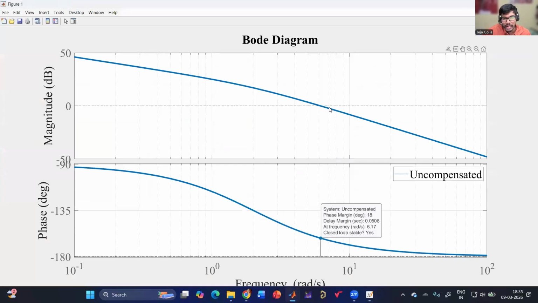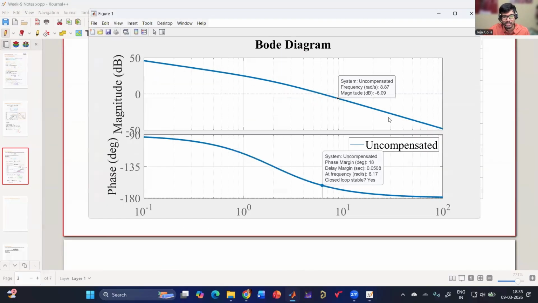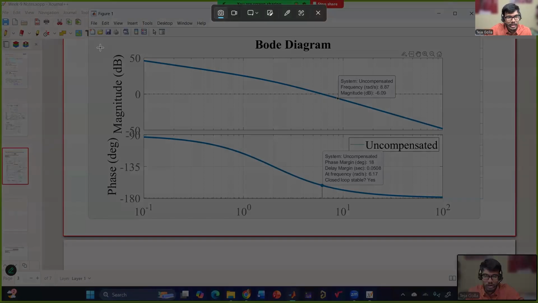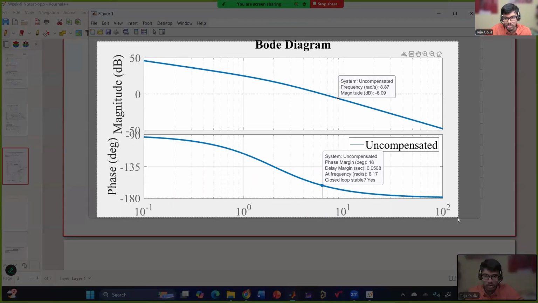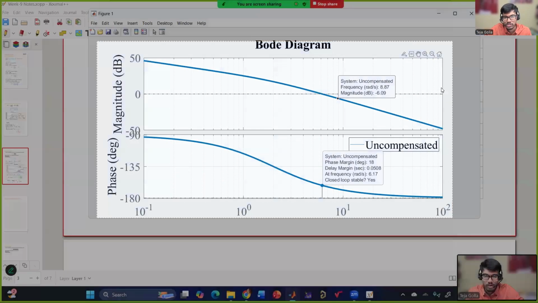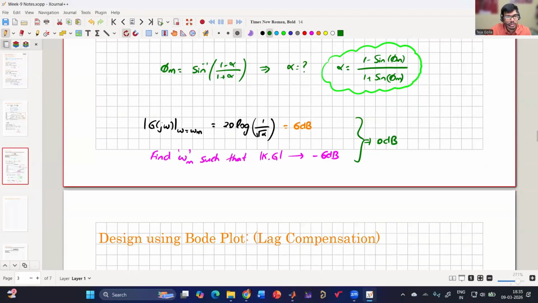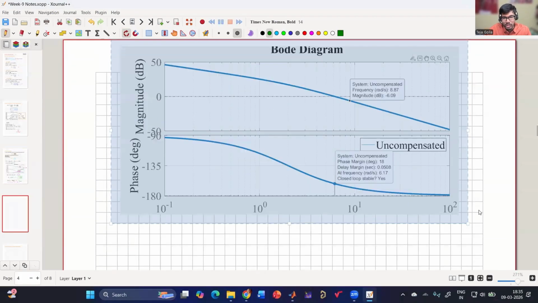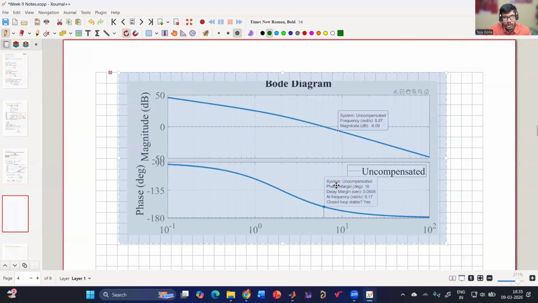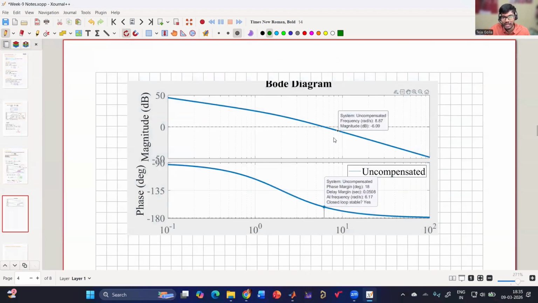So I can click it and then drop it. I need minus 6 dB. It need not be exact; it can be in the vicinity of that. Say it is minus 6.09, and I am getting 8.87. For the sake of understanding, I'll attach this screenshot so that when you go through the video later, you will not have any confusion. So now I have found where I will get minus 6 dB, so that when added with the compensator, this will become 0 dB.